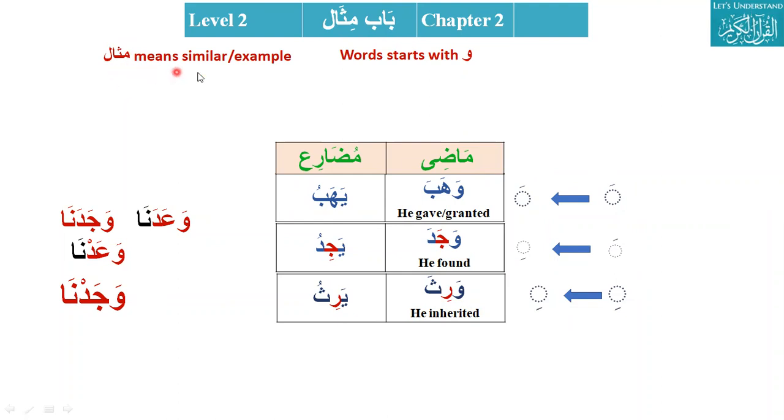Misal means similar. Why do we call it Bab Misal? Because it starts with a similar letter, and that is waw. That's why this is called Bab Misal. Thank you.